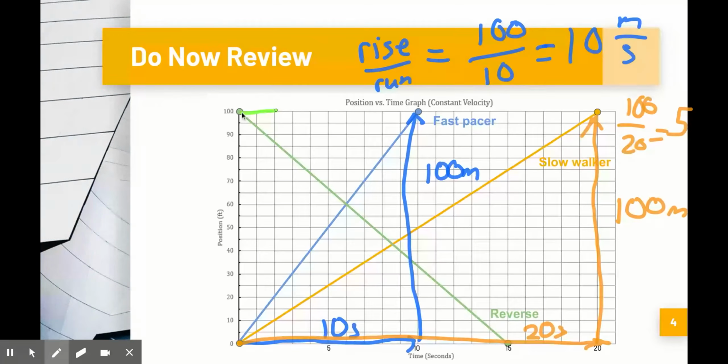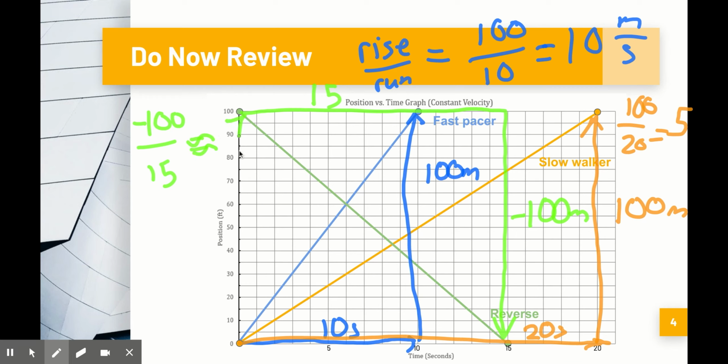All right. Last one. We're doing the reverse walker, which only difference this time is we started at 100 and ended at 0. So instead of being a positive slope, it is now a negative slope. Negative 100 divided by 15. I don't want to do the math, but you get some answer that is around, what? Close to 7. I'm gonna assume it's about 7 meters per second.